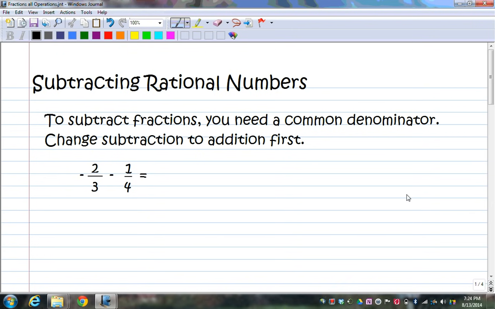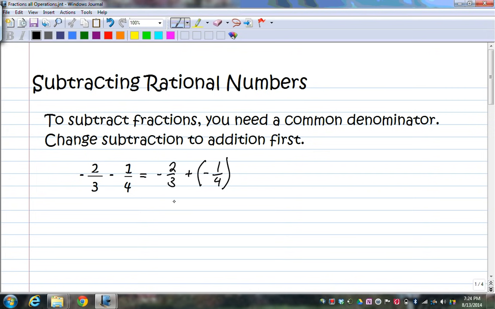You know that first rule that we have with subtraction problems, subtraction of integers? That's what I want you to do first. So this is the same thing as negative 2/3 plus a negative 1/4. Remember, I put parentheses in to separate that addition sign from that negative sign. Okay? So now we need common denominator, just like before. So ignore the negative symbols and come up with your common denominator.